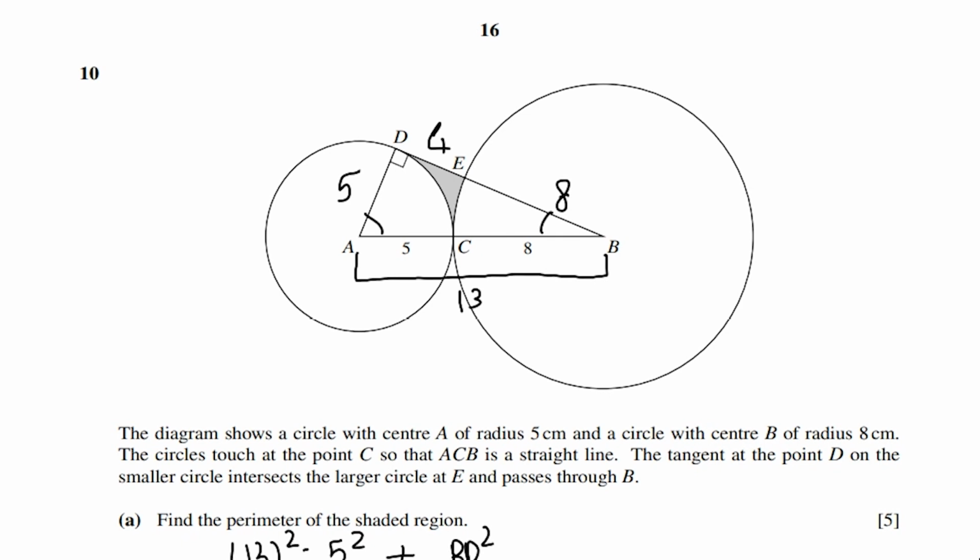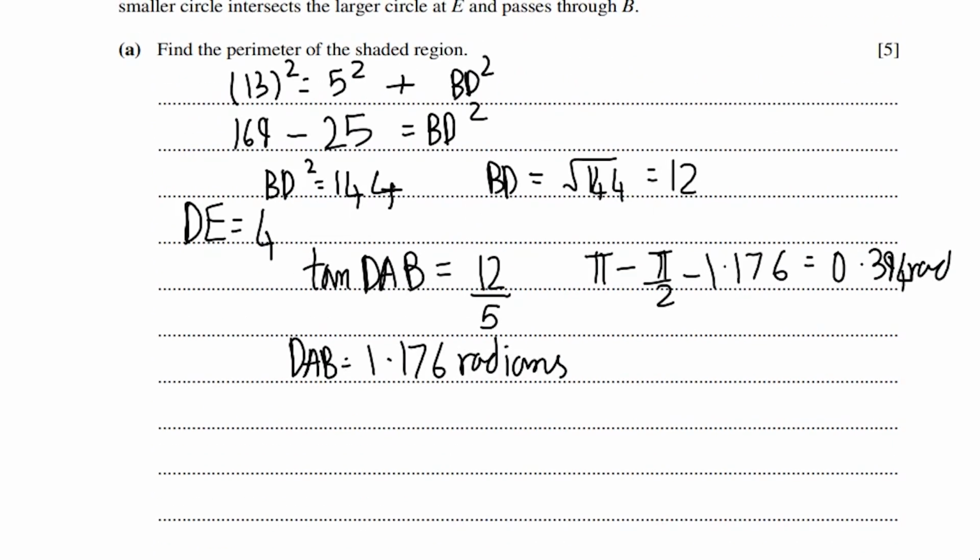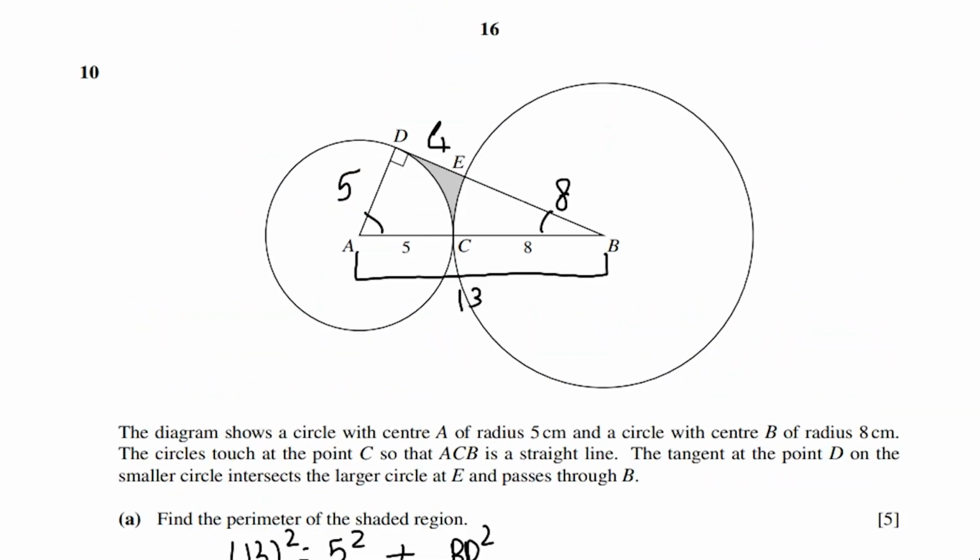This is a right angle triangle, so we have an angle which is equal to pi upon 2 radians since this is 90 degrees. Now we can also find out DBA. We can say that DBA is basically pi upon 2, that 90 degree angle, minus 1.176. So our third angle ABD is 0.394 radians.